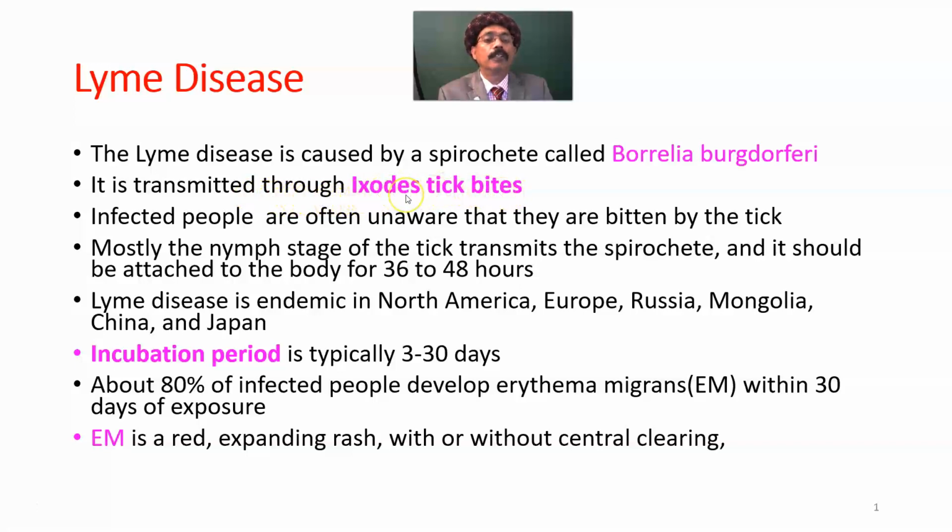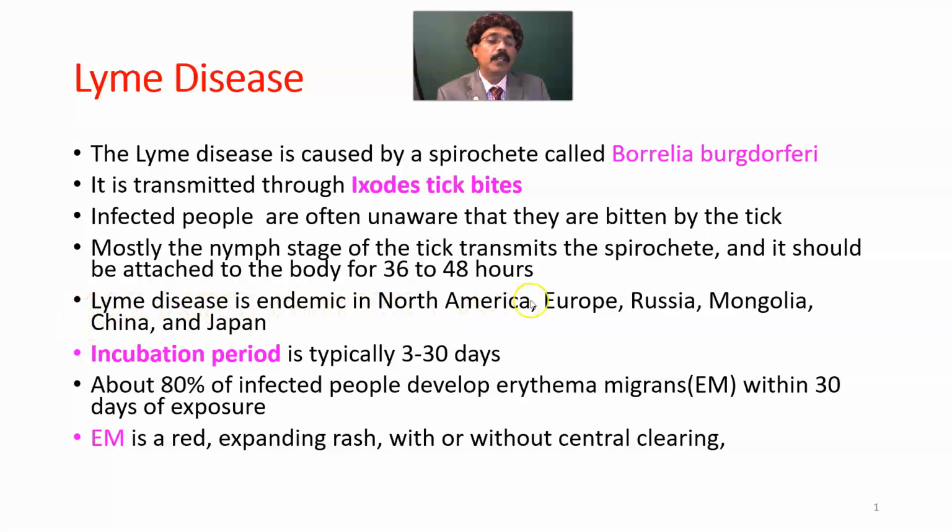This tick is also called the deer tick or heart tick. Infected people are often unaware that they were bitten by the tick. Mostly the nymph stage, a stage in the life cycle of the tick, is involved. From the egg we get the larva, then the nymph stage, and from the nymph we get the adult stage. Mostly the nymph stage transmits the spirochete, and it should be attached to the body for 36 to 48 hours. The adult stage can also transmit the spirochete, but mostly it is the nymph stage.